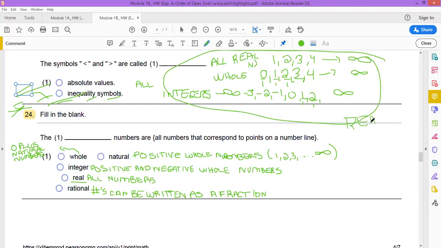So to answer this question, we're going to fill in the blank. The blank numbers are all numbers that correspond to points on a number line. And the right answer is going to be real. That's the real number, representing all numbers on the number line. And that's the end of the module 1B notes.